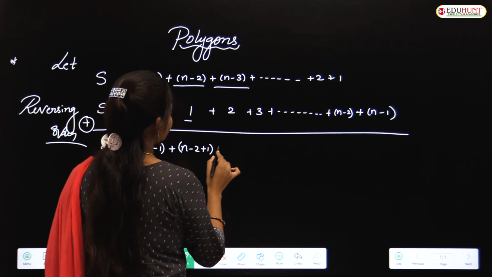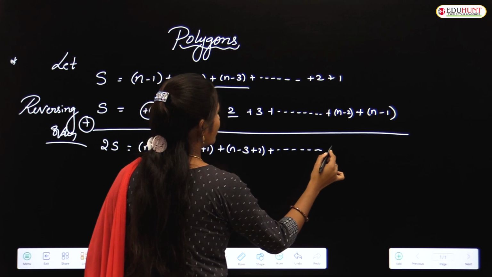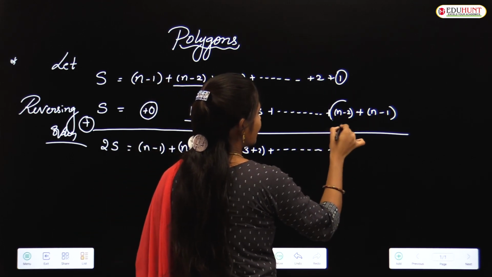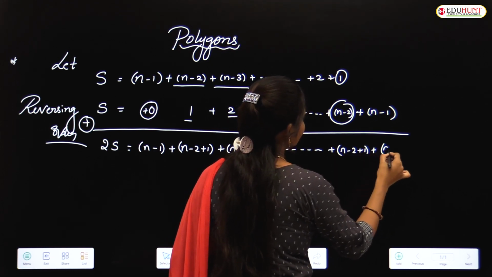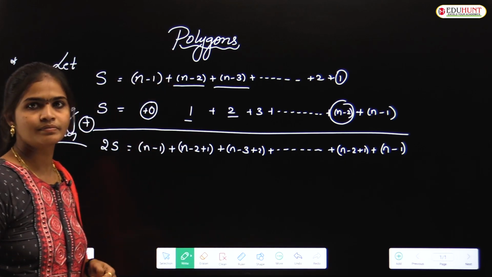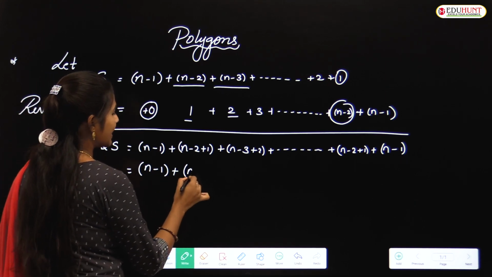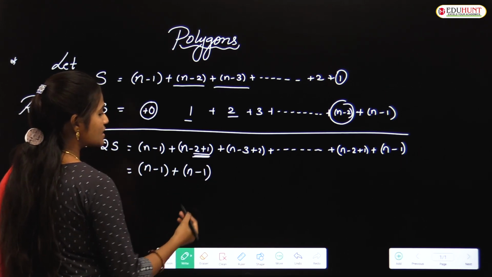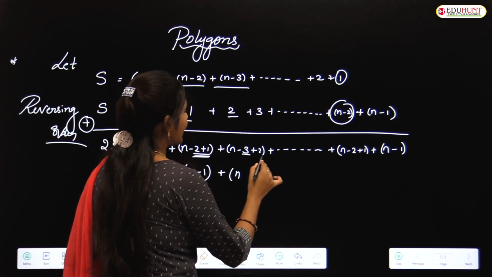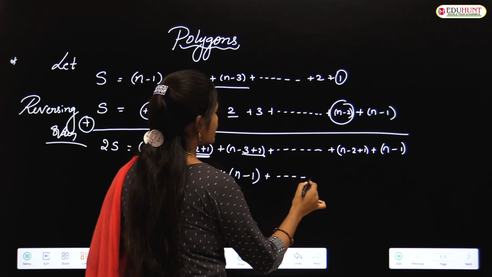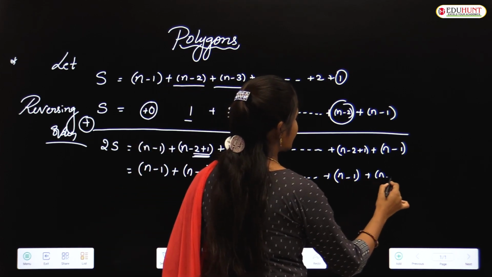Clear? Next term n minus 3 and here plus 2, plus and so on, plus the last but not the least term, that is n minus 2 plus 1, and here the last term is n minus 1. So here n minus 1 plus 0 is n minus 1, n minus 2 plus 1 is n minus 1, n minus 3 plus 2 is n minus 1, and so on. Here n minus 2 plus 1 is n minus 1 and here also n minus 1.